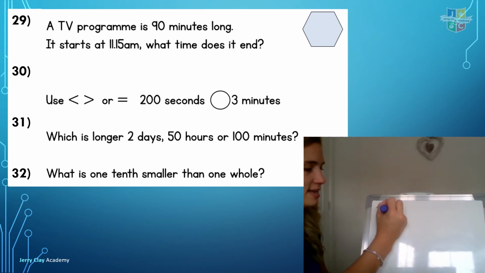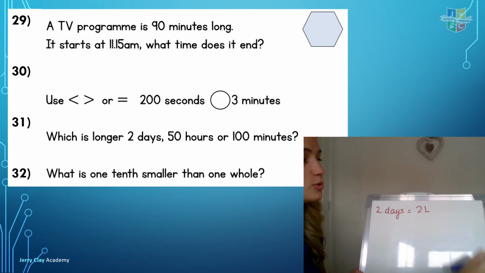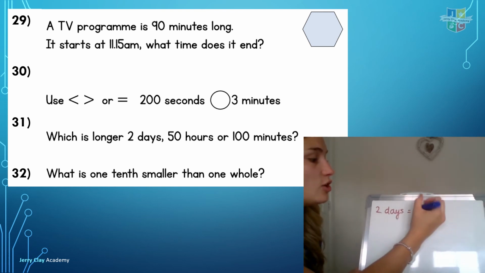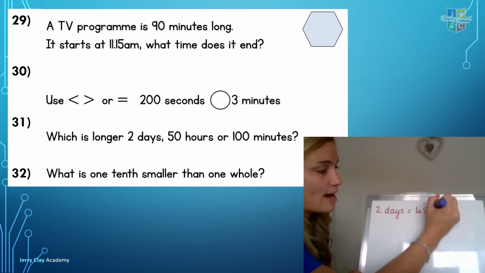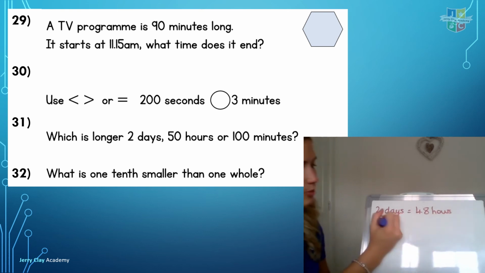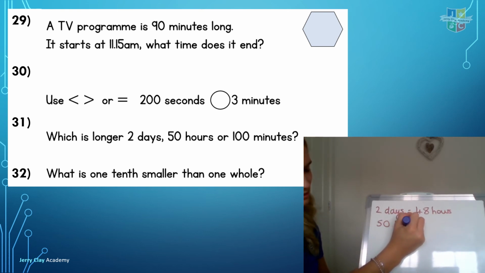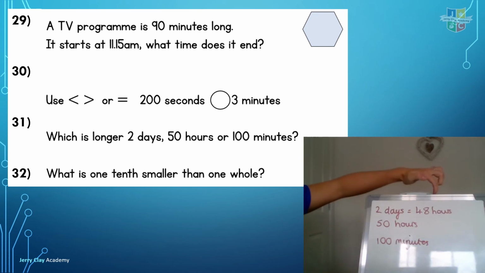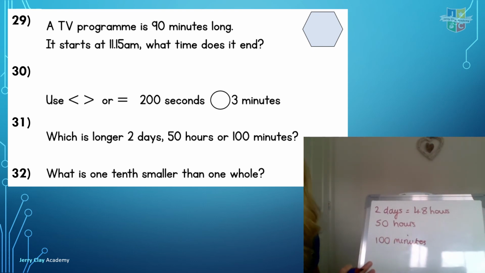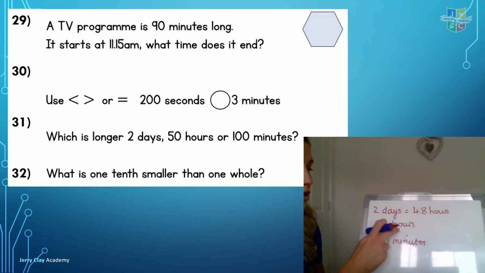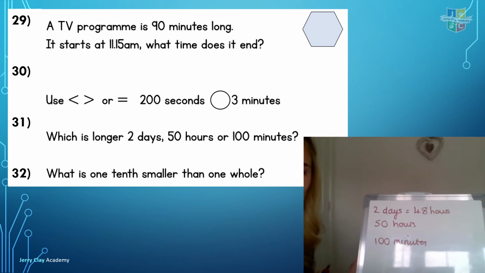Okay, which is longer? So 2 days, we know there's 24 hours in a day. So in 2 days, it's going to be 48 hours. We've then got 50 hours. And then we've got 100 minutes. Now, I've got two where I've got hours and one with minutes. So I need to convert my minutes into hours, because we need to find something that all of them can convert into.